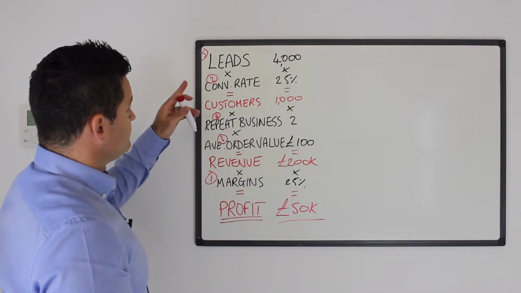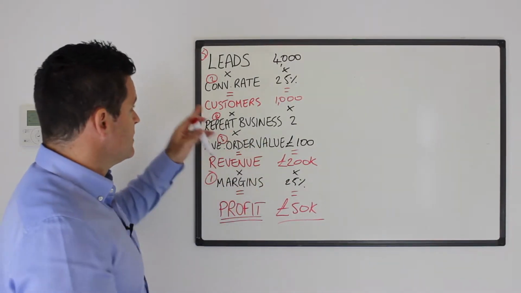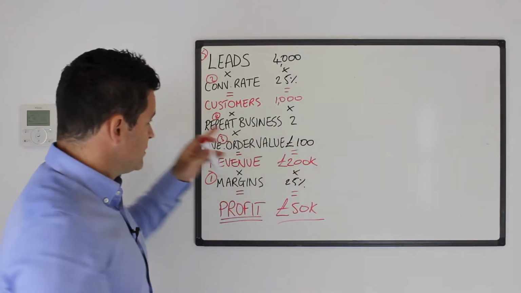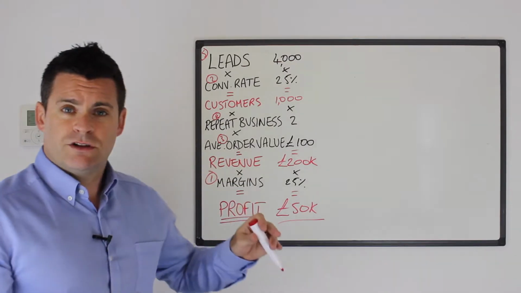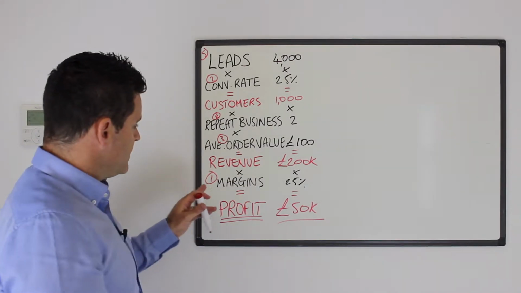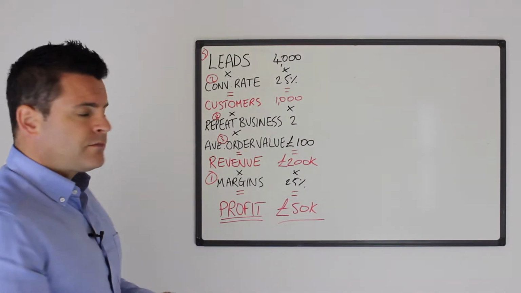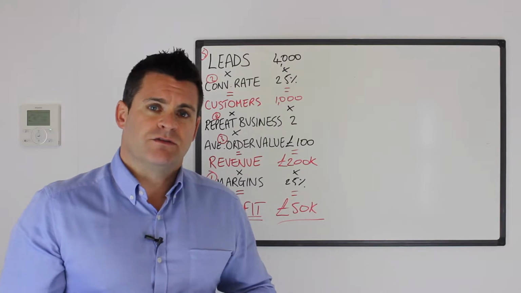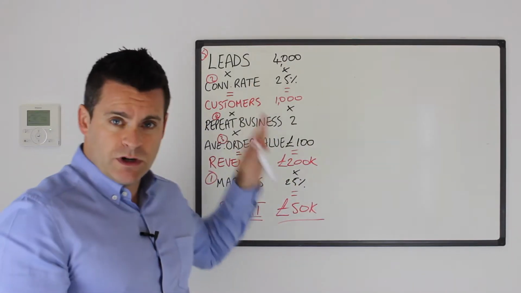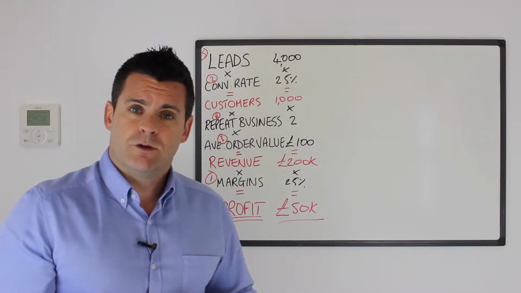So we've got about 70 odd lead generation strategies, about 80 odd conversion rate strategies, 51 repeat business strategies, 53 average order value strategies, and about 70 odd margin strategies to increase your profits. All we need to do is apply a handful of those strategies that are relevant for your business into each one of these areas.